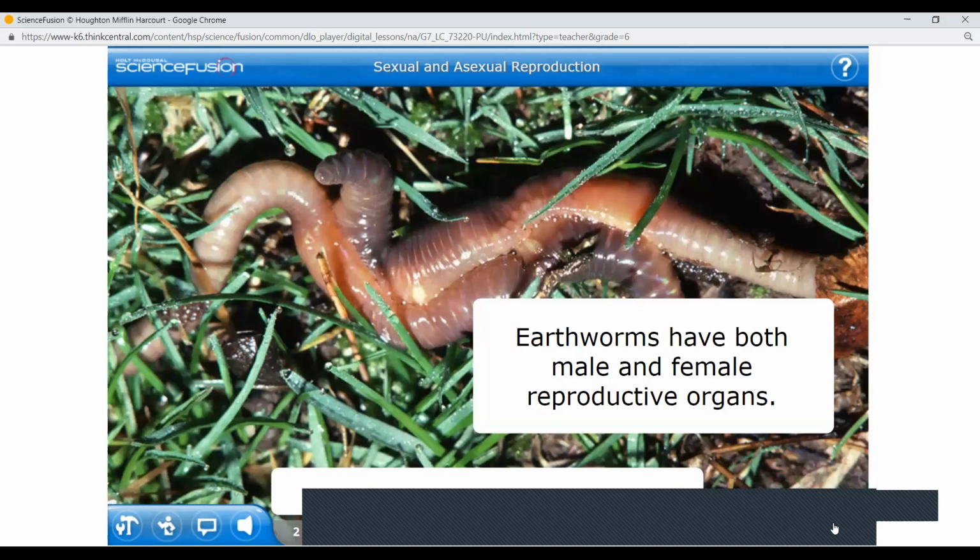Animals that have both male it's and easy, yeah. female organs in one individual are called hermaphrodites. Every earthworm has the ability to lay eggs. But an earthworm cannot fertilize itself, so it must join with another earthworm to reproduce. The earthworms shown here are fertilizing each other.